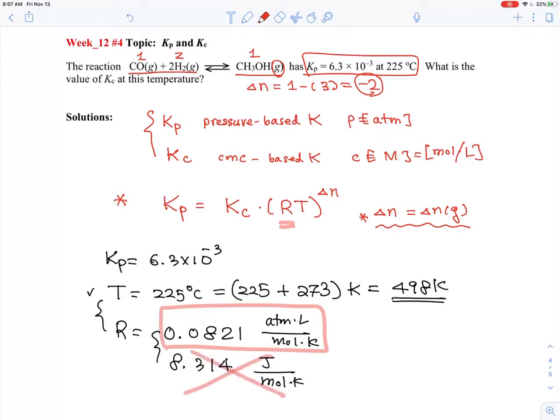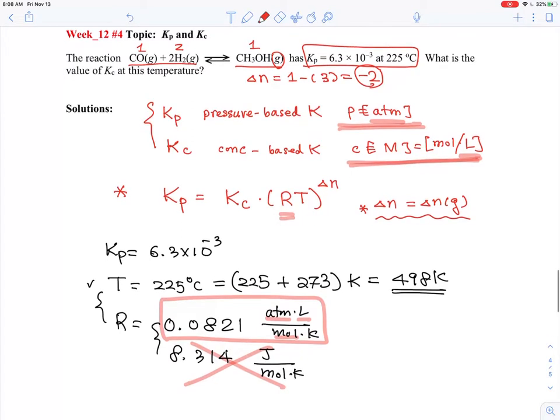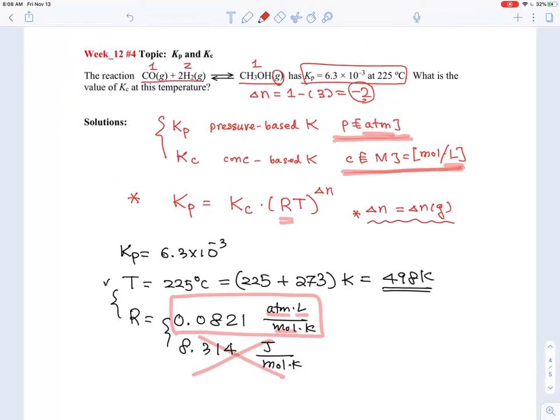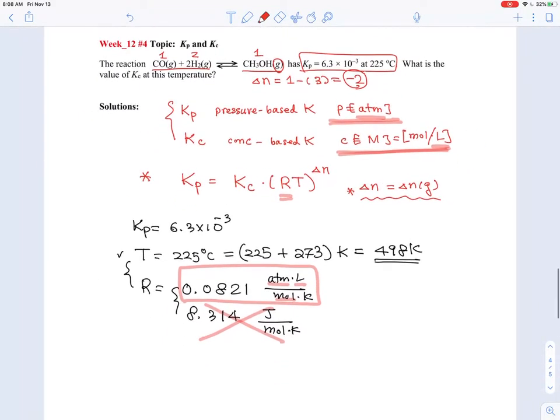Okay, and why am I choosing the one over there? Because if you look at the concentration base, they are using the unit of atm, and the concentration base, they are using the volume here. So naturally, atm and volume per mole is put in here. So therefore, the number that you must choose is 0.0821. So having said all that, it's going to be a simple task now.